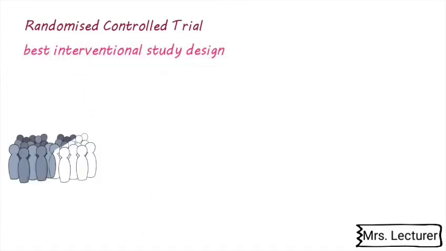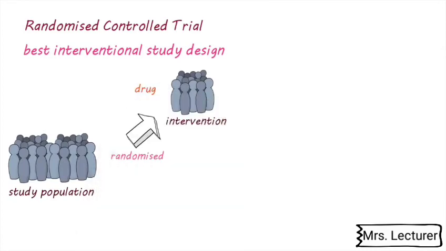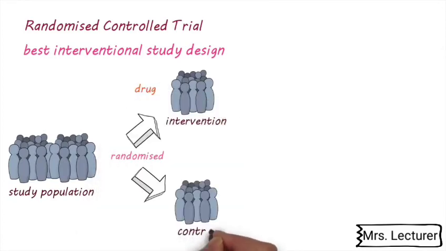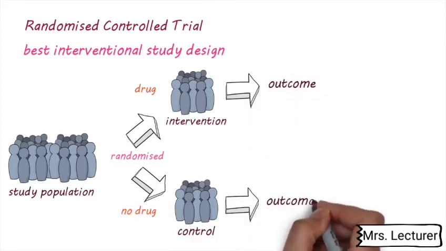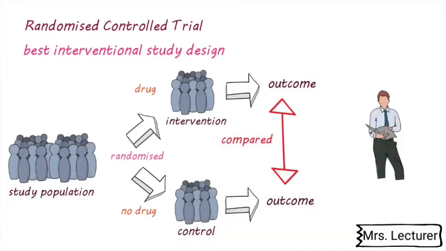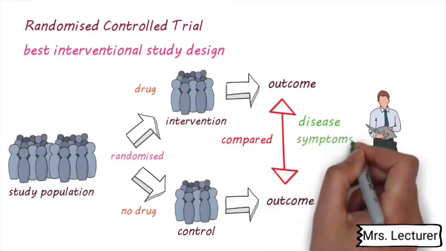Say we want to study the effects of a new drug. We start off with a study population. People are then randomly allocated to be in the intervention group, where they receive the drug, or in the control group, where they don't receive the drug. Then, after a suitable time period, the outcomes in the two groups are assessed and compared to see what effect the drug had. Outcomes can be things like a change in disease, symptoms, or death rates.